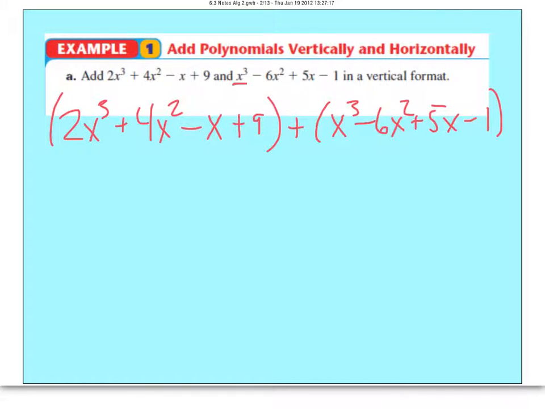Now when you add polynomials, be careful. You do not do multiplication. Sometimes people will think that they have to take this term and multiply over here. That's not the same thing. Addition, all you do is you add your like terms.